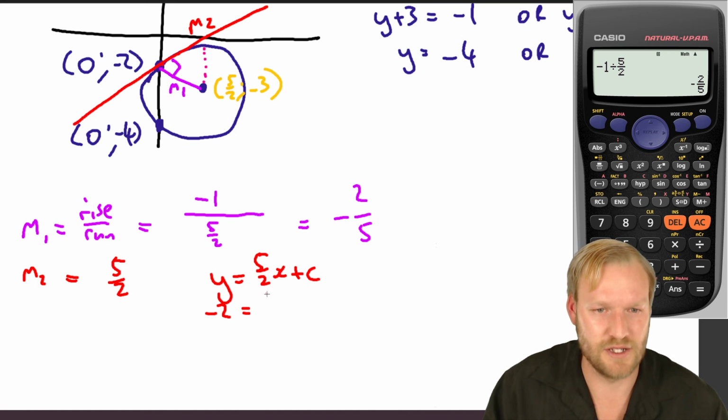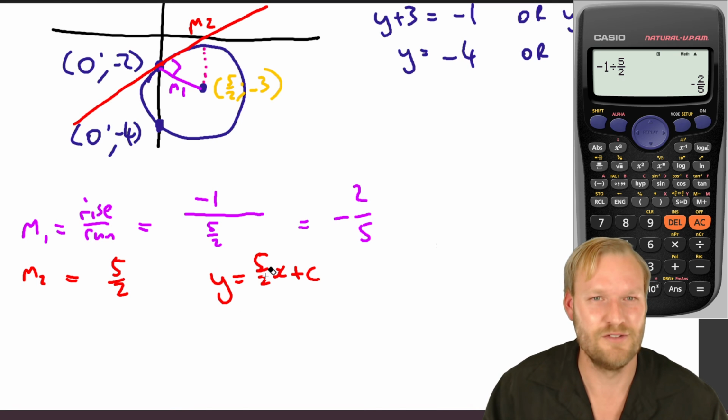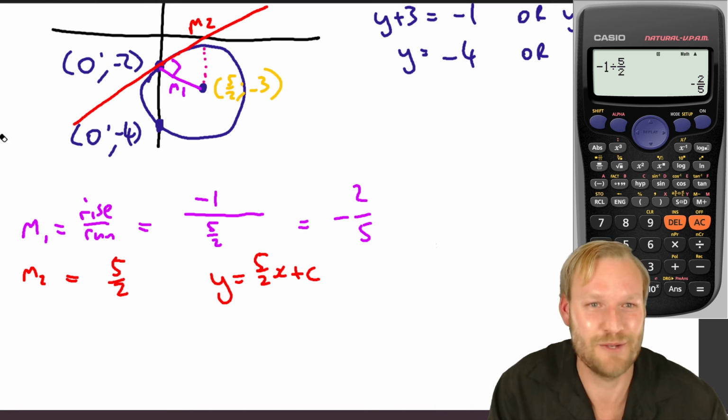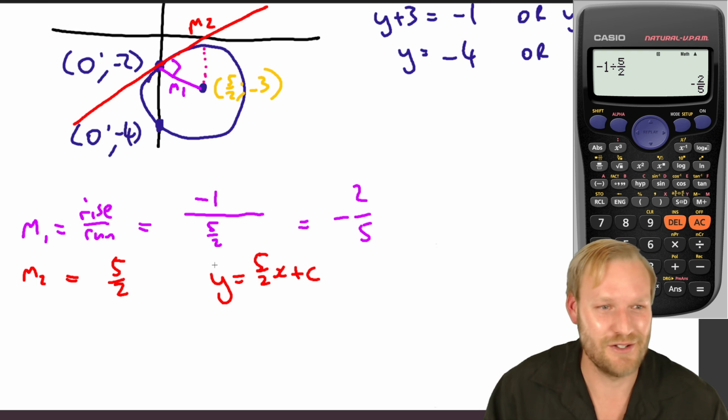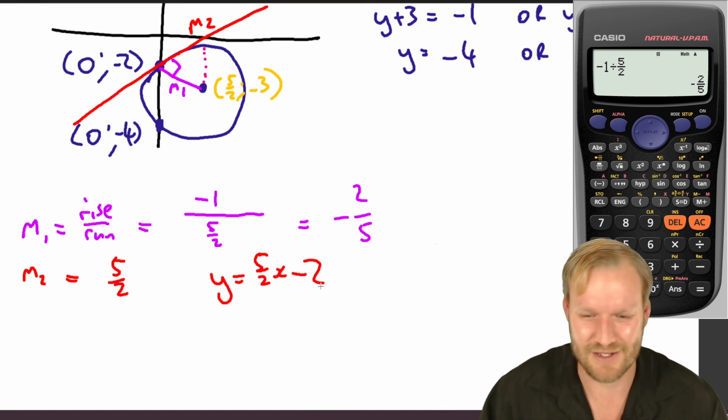So -2 equals, wait a second. Why am I being silly to sub in that point to find out what c is? Well, I'm being silly because isn't c just the y-intercept of the straight line? And aren't we given the y-intercept? So that's a little bit silly, isn't it? Over here I could just go, well, we know that c is -2. Maybe you spotted that. Okay, so there we go.